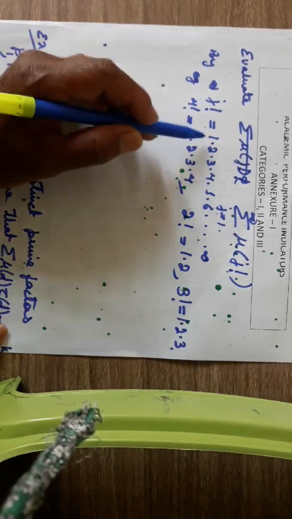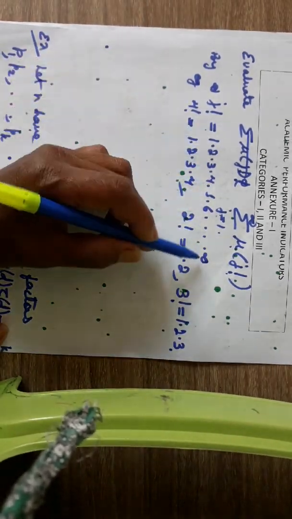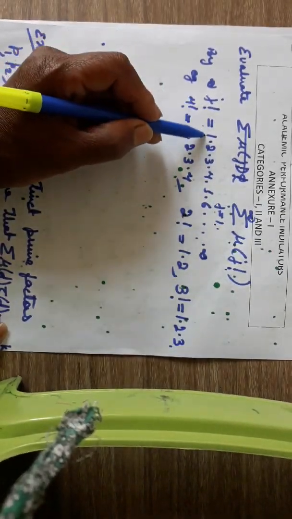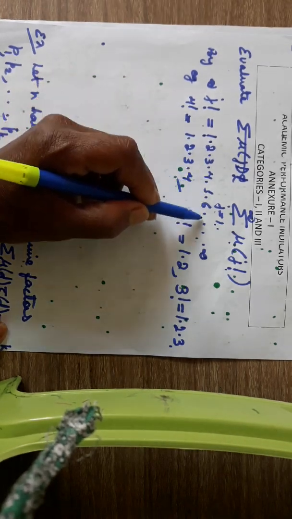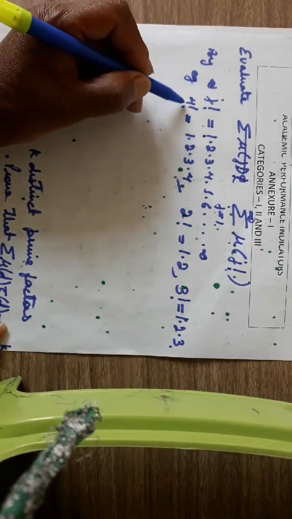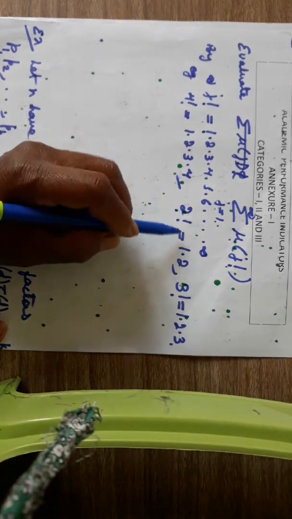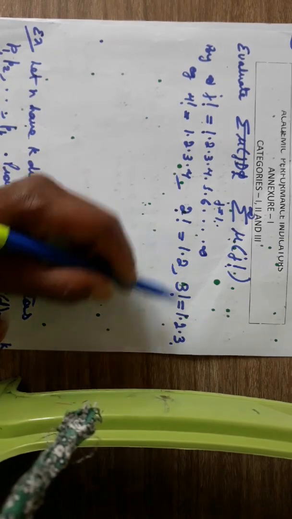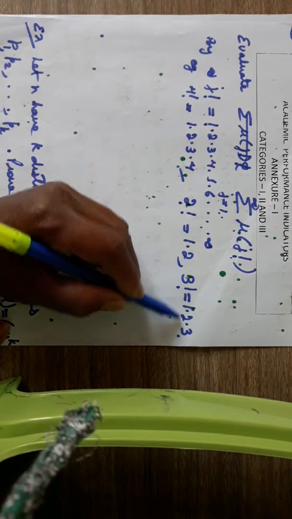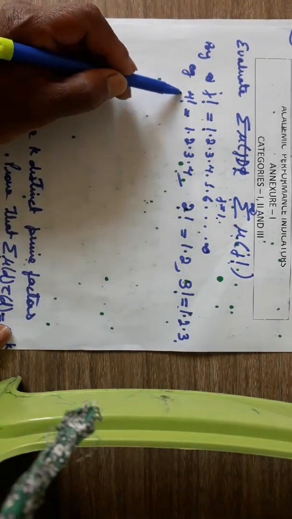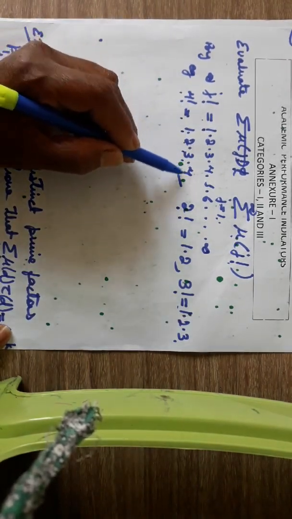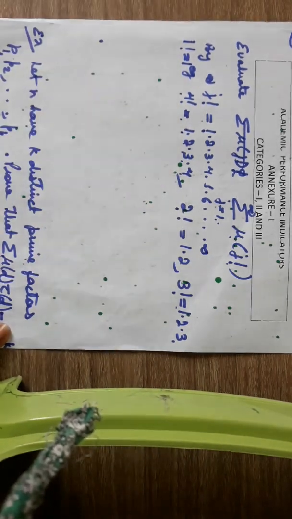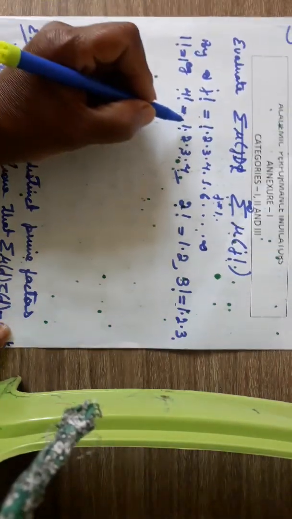By j factorial we mean the product of the first j positive integers, because j here varies from 1 to n. So j factorial here is equal to 1 into 2 into 3 into 4 into 5 and so on. For example, what is 2 factorial? It is the product of the first two positive integers, that is 1 into 2. 3 factorial is the product of the first 3, that is 1 into 2 into 3, and 4 factorial is equal to 1 into 2 into 3 into 4. And what is 1 factorial? 1 factorial is 1.